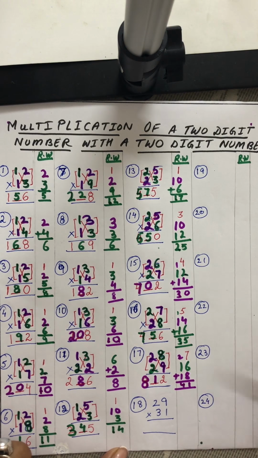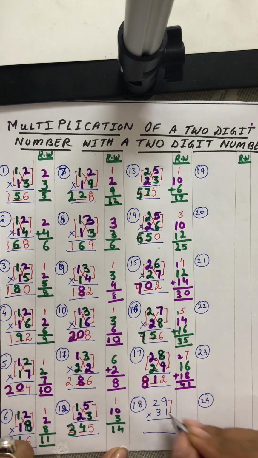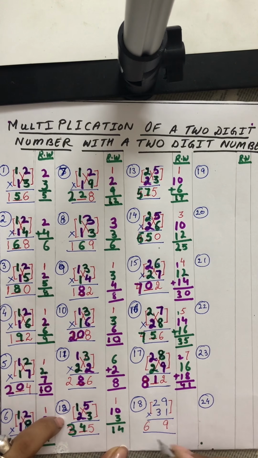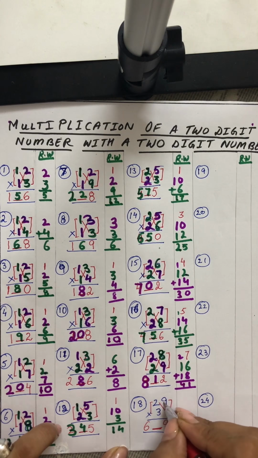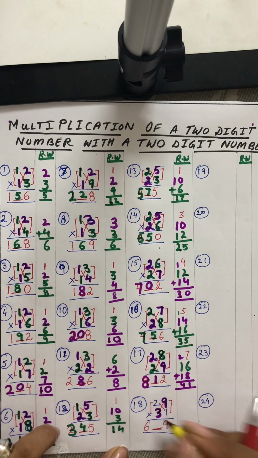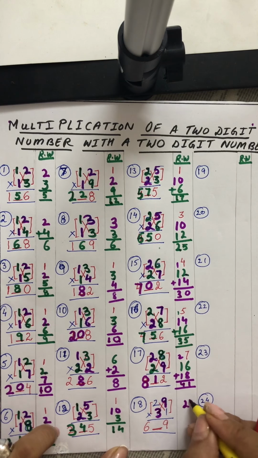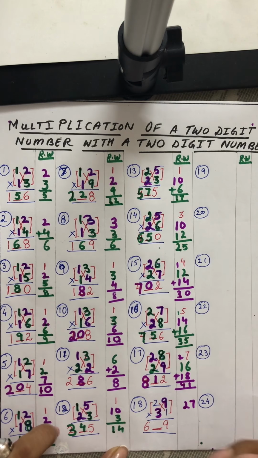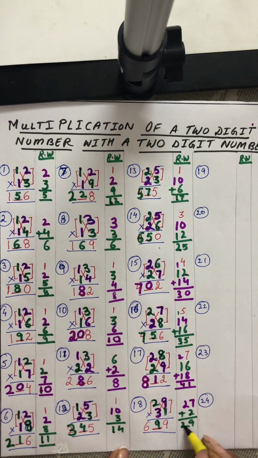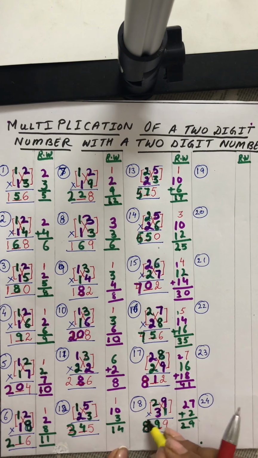29 multiplied by 31. 9 into 1, 9. 3 into 2, 6. Blank space here. Cross multiplication. 9 3s are 27. 2 1s are 2. Add them. 7 plus 2, 9 and 2, 29. 9 comes here and 2 gets added to this 6, making it 8.